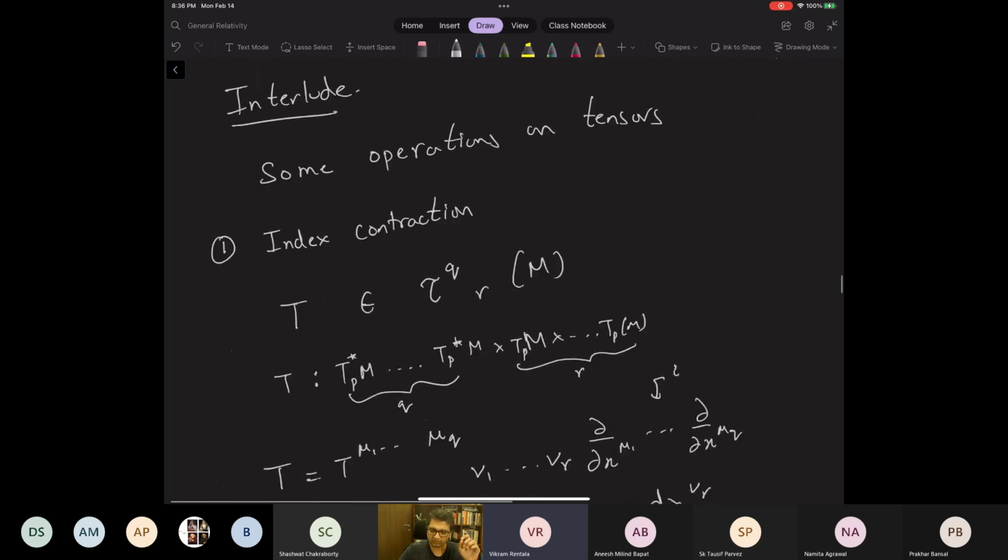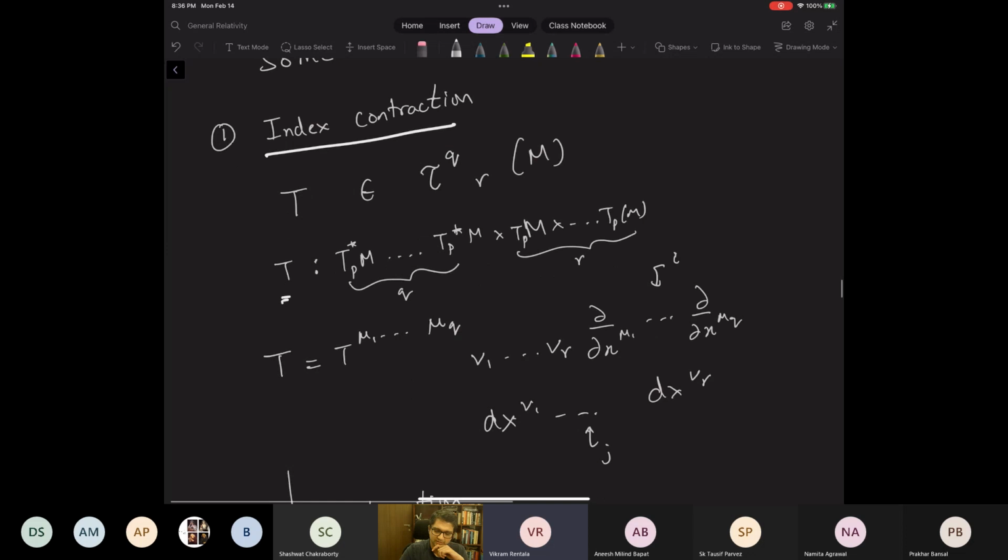Okay, so I'll just tell you two tensor operations which we'll need for next time, and then we'll end. So there are two operations on tensors. We might have used them implicitly, but let me just explicitly spell out what these are. So one is what is called index contraction.